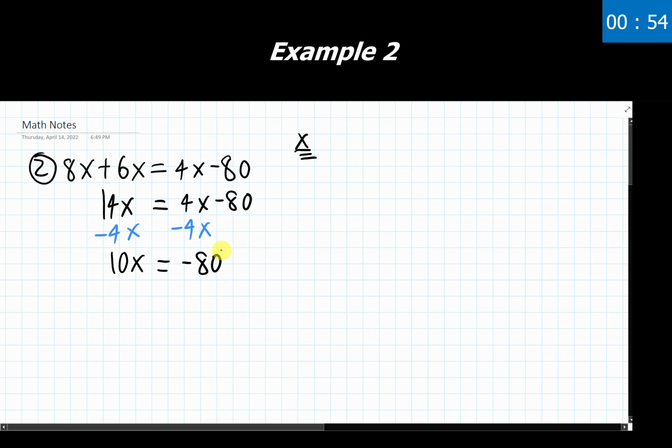And again, similar to our first example, I don't actually have any other terms on this left side. I just have the variable term, no constants over here. So great, step 4 is also done for me.